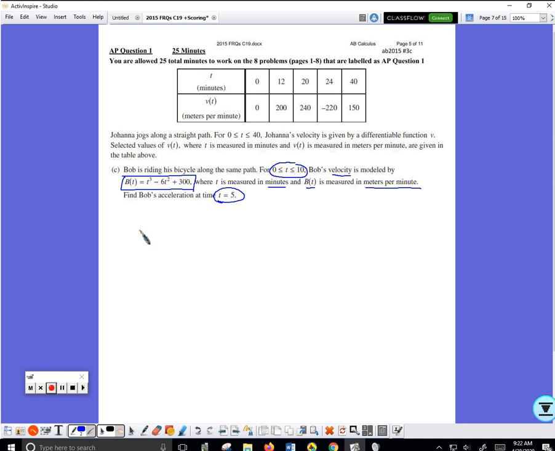So Bob's acceleration at time equal 5 is the same thing as the derivative of Bob's velocity at time equal 5. You can't plug a number in until you find the derivative. If you were doing this without a calculator, there's no reason to do this without a calculator unless they give you B of t using symbols like F and G and such. So we're just practicing that a little bit real quick here.